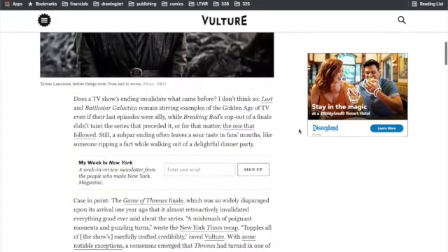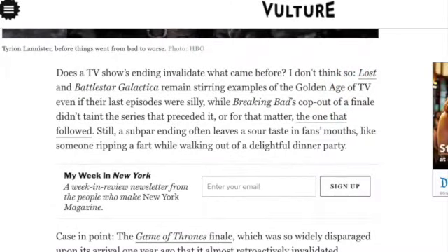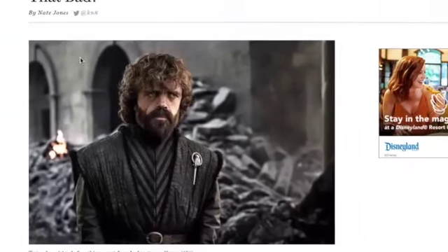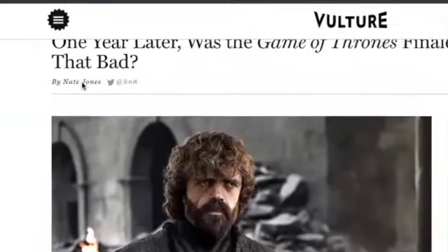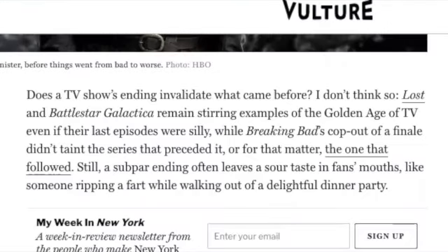But if we look at how does the writer set up the topic? In this case, we see, does our TV show's ending invalidate what came before? The writer sets up, instead of just jumping right to the Game of Thrones, we see this person set up a bigger question. What is the nature of a TV show, right? The writer's name is Nate Jones. We can see up here, so we'll refer to them as Jones. So setting up a bigger picture idea rather than just jumping right into the topic.